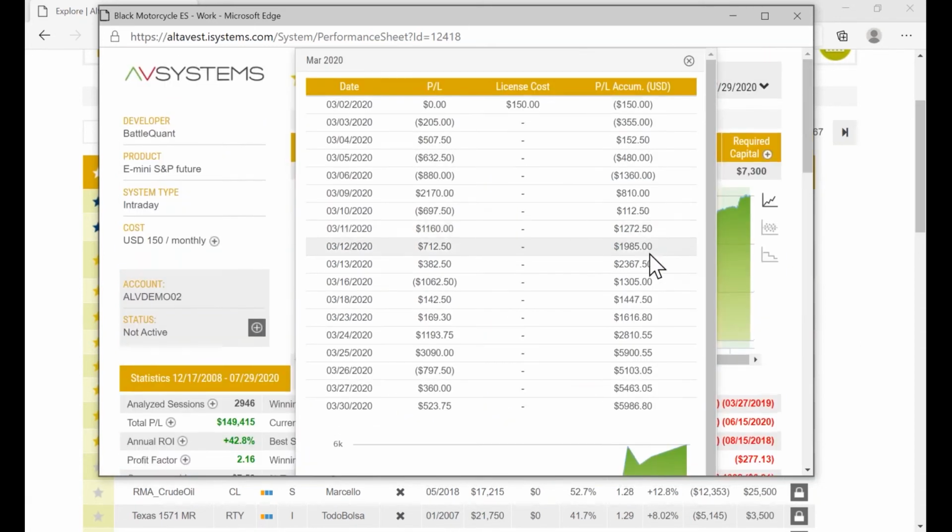So here's what happened in March. March 2nd, if you would have been trading the system, $150 comes out of your account. And then you can see all of the trading activity. Remember, this is intraday, so it gets into a trade and then out of the trade on the same day. But it doesn't necessarily trade every day, though. So you can see the profit and loss here. Lost money, made money, lost money, had a big gain here, loser, another gain, so on and so forth. And then by the end of the month, the accumulated profit and loss was about $5,900. So everything is very transparent and available for you to see day by day.